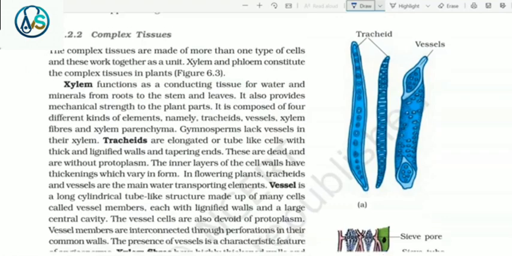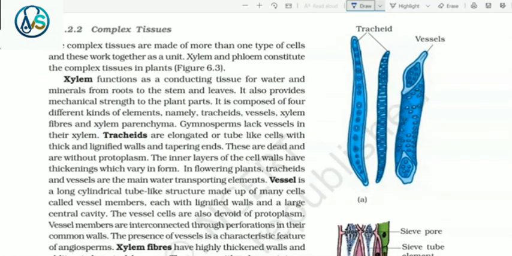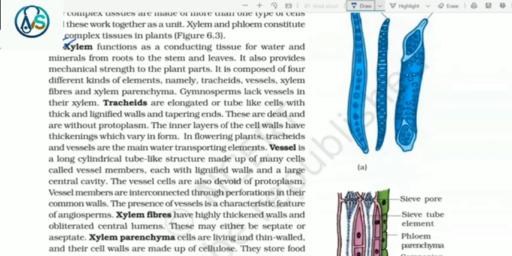6.1.2.2 Complex tissues. The complex tissues are made of more than one type of cells and these work together as a unit. Xylem and phloem constitute the complex tissues in plants. Xylem functions as conducting tissue for water and minerals from roots to the stem and leaves. It also provides mechanical strength to the plant parts.